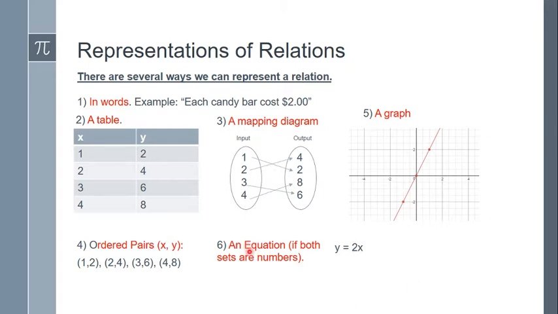And then finally, the last way that we could represent a relation is with an equation. Of course, that is only true if both of the sets are numbers. So remember my example with student name and grade or hair color? Couldn't make an equation with that, right? I would need them both to be numbers to write an equation.